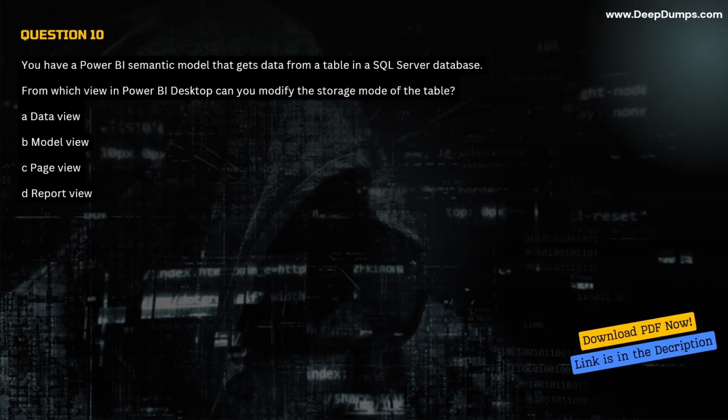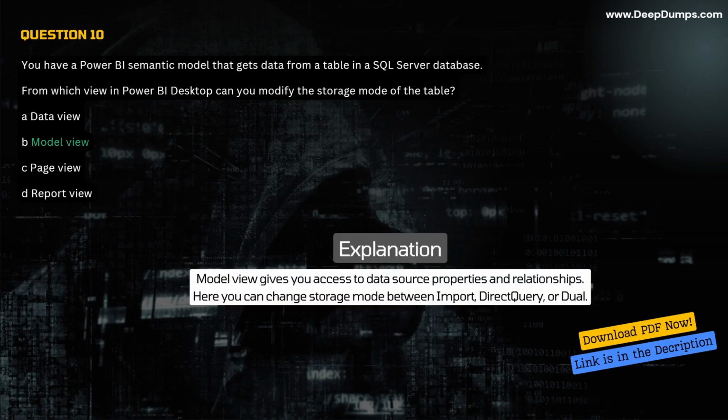Question 10. You have a Power BI semantic model that gets data from a table in a SQL Server database. From which view in Power BI Desktop can you modify the storage mode of the table? A. Data view. B. Model view. C. Page view. D. Report view. Correct answer is B. Explanation. Model view gives you access to data source properties and relationships. Here you can change storage mode between import, direct query, or dual.